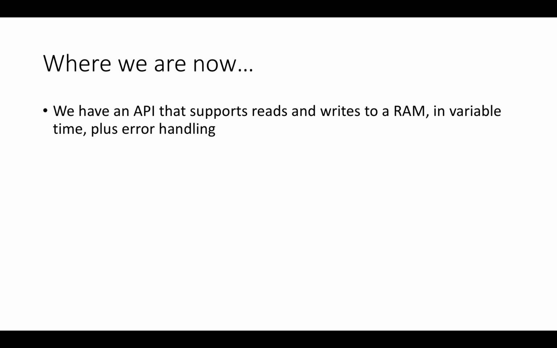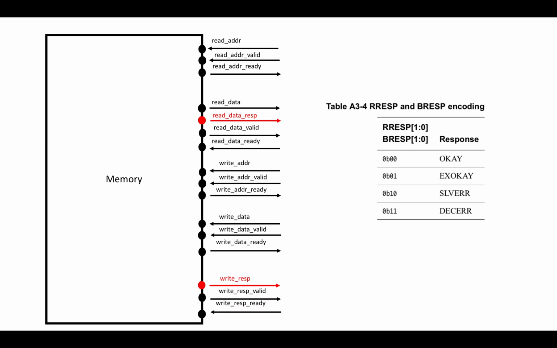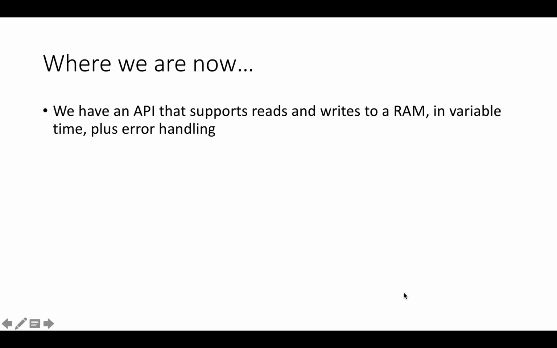Okay, so now we've got an API that supports reads and writes to the RAM. It supports reads and writes in variable time, and it has some error handling. And these 5 groups of ports with ready valid signals are the core of the AXI Lite memory interface. They're what the AXI spec calls ready valid channels, that allow you to send in read addresses and get back read data in variable amounts of time, and send in write addresses and write data and get a response back to tell you whether your write succeeded in some variable amount of time, with all of the communication mediated through these ready valid channels.